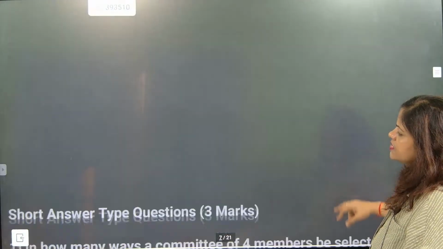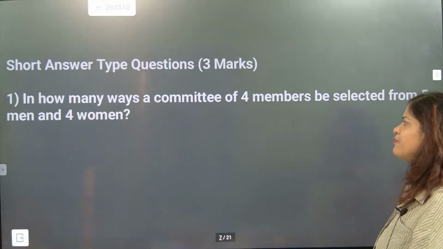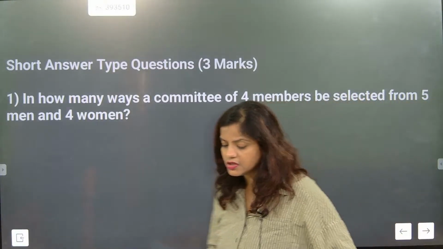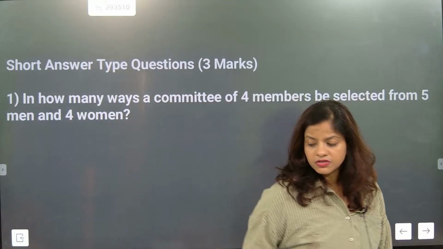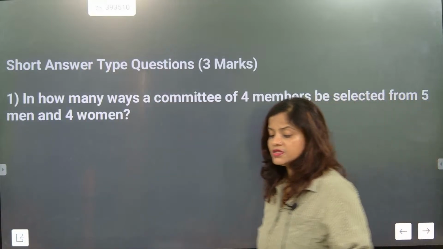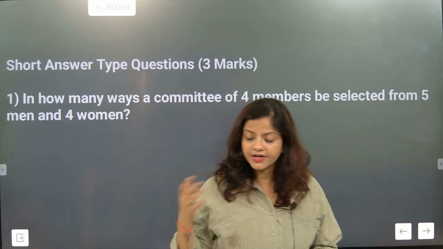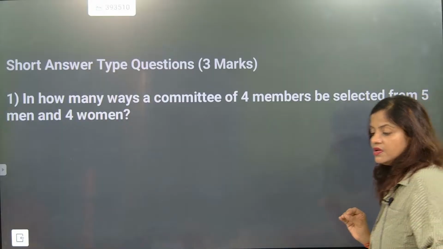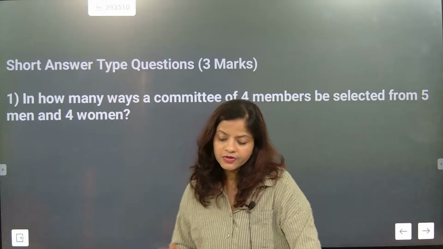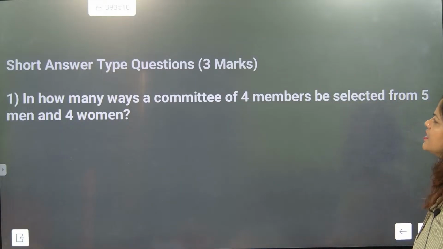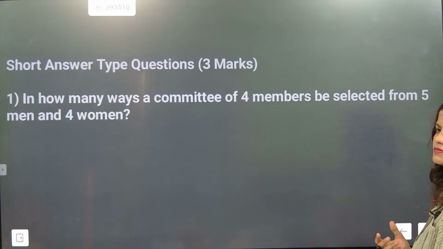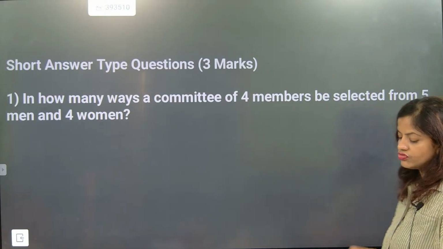Now look here. This question can be a combination question and also a permutation question. So now you need to understand whether it is a combination question or a permutation question, because you have to reason it out. Now I have started playing with you. Once you learn how to catch the question, you will be able to solve it. In how many ways can a committee of four members be selected from five men and four women? Think nicely.